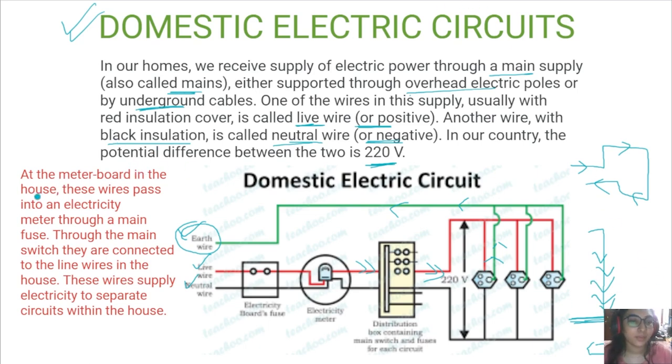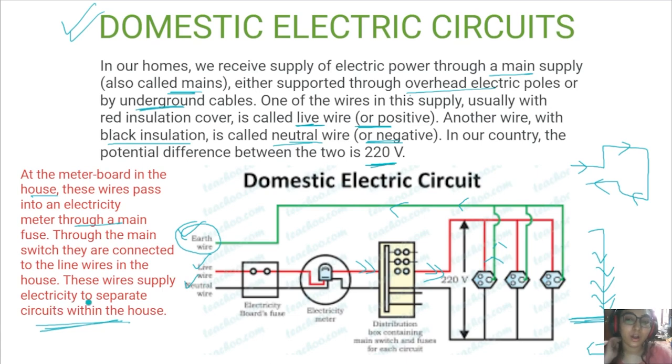At the meter board in the house, these wires pass into the electricity meter through a main fuse. Through the main switch, they are connected to the line wires in the house. These wires supply electricity to separate circuits within the house. So you can understand here that everything is kept in parallel because we discussed it in the current chapter also. In case you've missed it, you can go to our YouTube channel and see it.